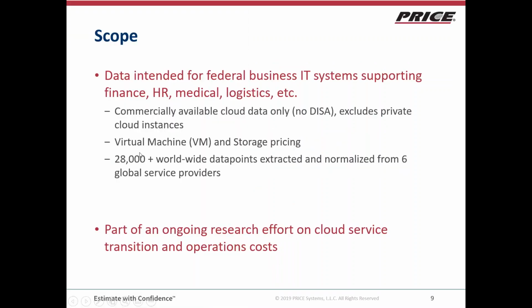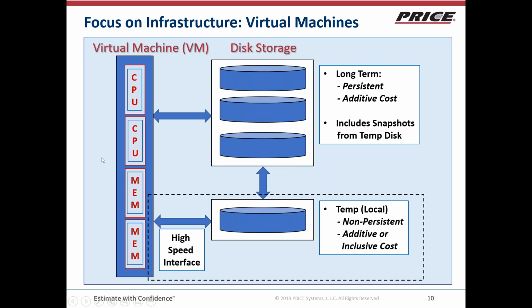So just to go over a little bit of the scope. This is more for business IT systems because this is commercially available cloud data that we could find again on the internet. So no DISA pricing. There's no private cloud prices on here. Our focus was virtual machine and storage prices. And we had over 28,000 pricing data points from 6 providers. And this is part of ongoing research that we've been trying to do on cloud transition and operations costs.